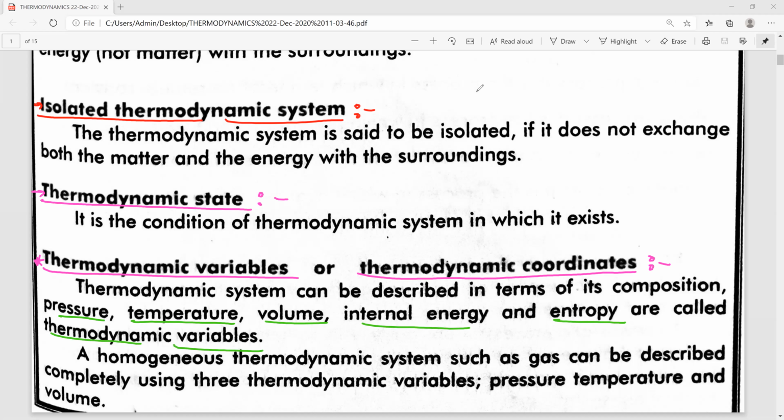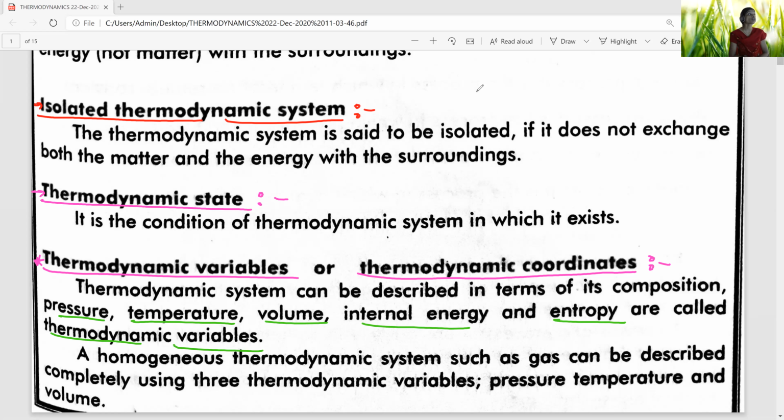So here we are seeing some of the basic terminologies. A system is said to be an isolated thermodynamic system if it does not exchange both matter and energy. Next, the thermodynamic state is the condition of a thermodynamic system in which it exists. And then we come across thermodynamic variables, also called thermodynamic coordinates.